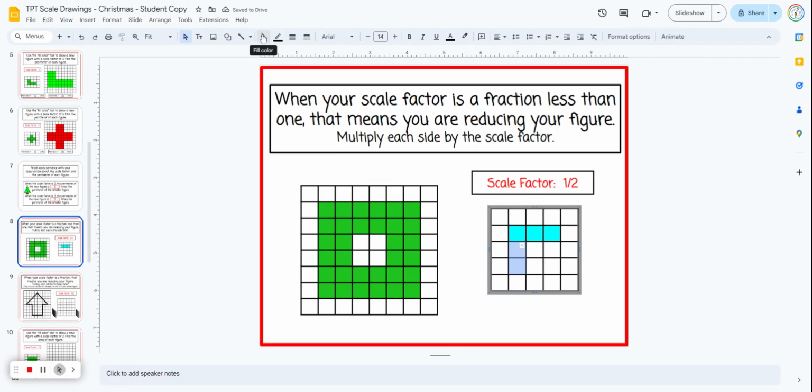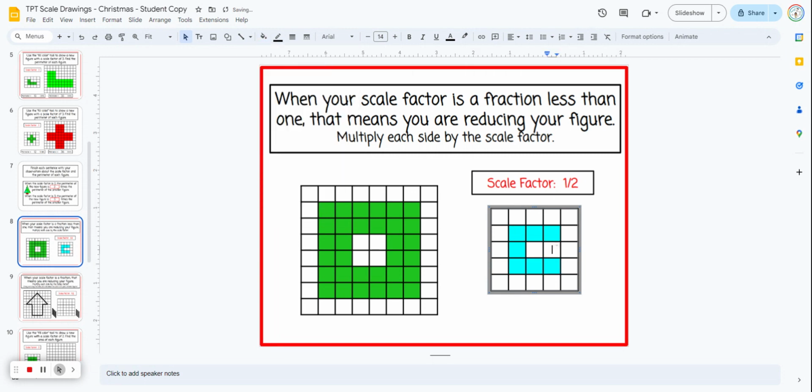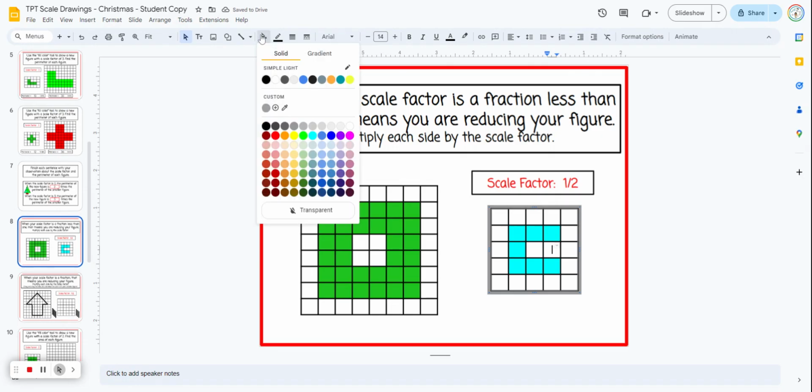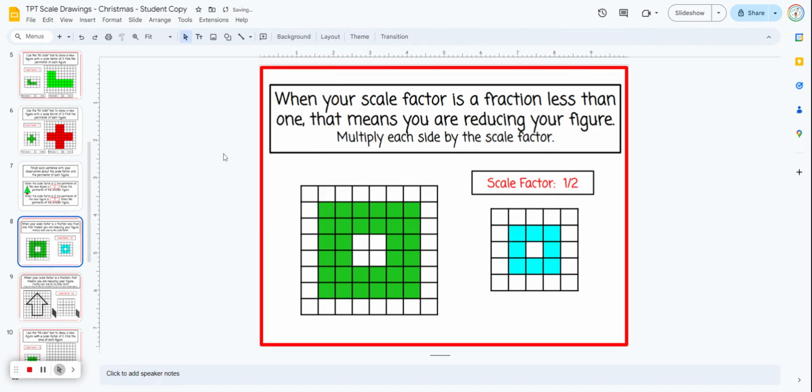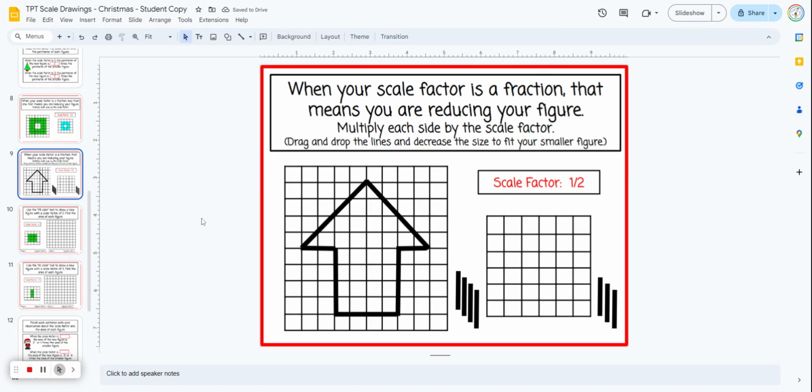And they're still going to have that space in the center also. And they'll have something that looks like this. The next one's a little bit tricky too. You might want to do this one with the students.